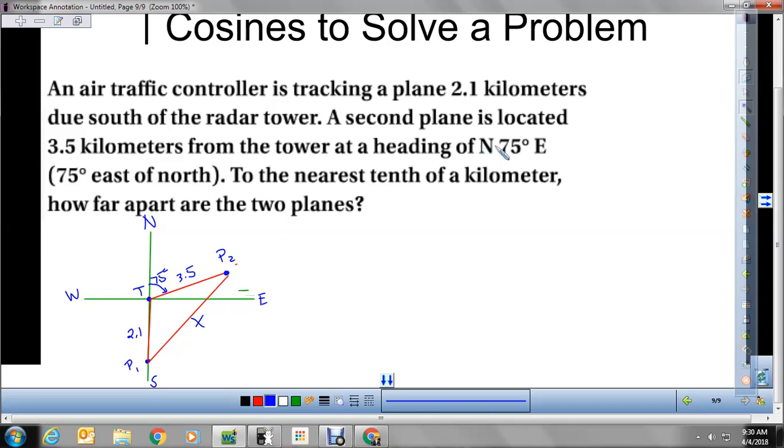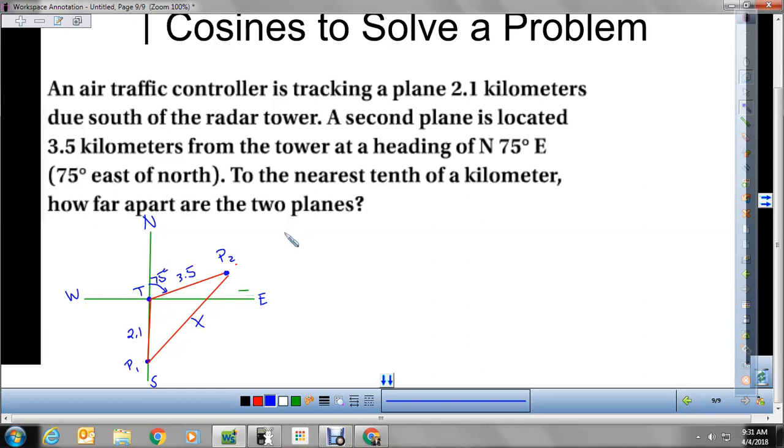If it said north 75 degrees west, we would start at the north and we'd go to the west. So the angle we need to know is this angle right here. Because from north to south is a straight line, that means it's equal to 180 degrees. Because this goes into two different quadrants, this becomes an obtuse angle, which means we need to find the measure of this angle right here.